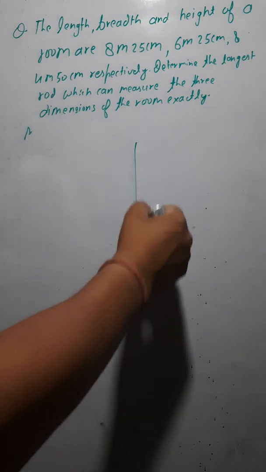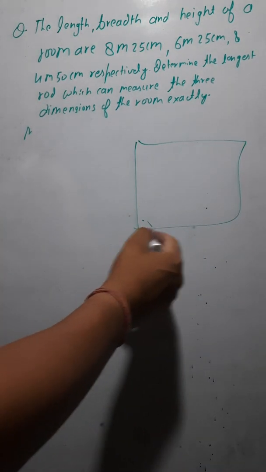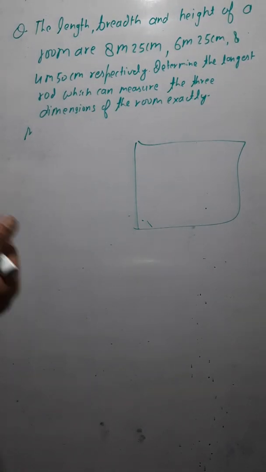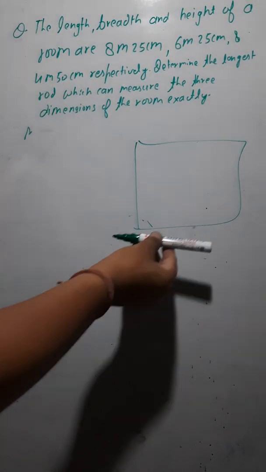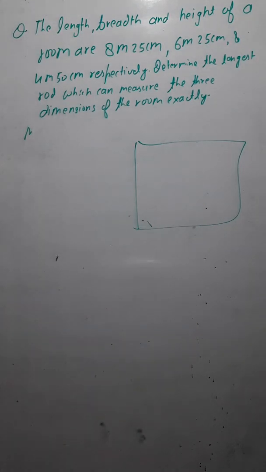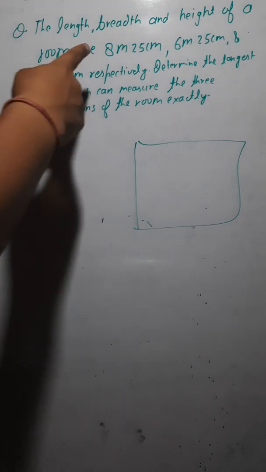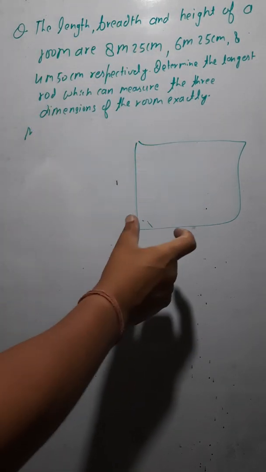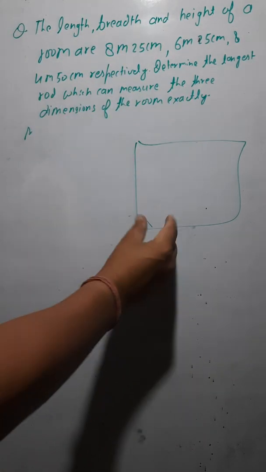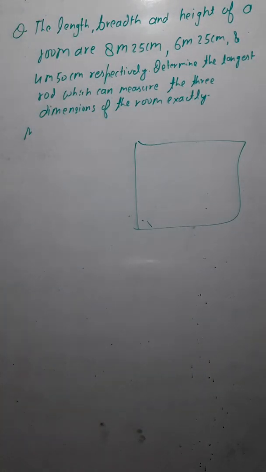Okay, we have a room, and the dimensions of the room, length, breadth and height, have been given to you. Now you have to find out the length of the longest rod that is required to measure the dimensions exactly. So how do you find out? We would find out the HCF of these three given dimensions. That HCF would be the common factor of all these, so that would be the length of the longest rod that would measure all the three dimensions exactly.